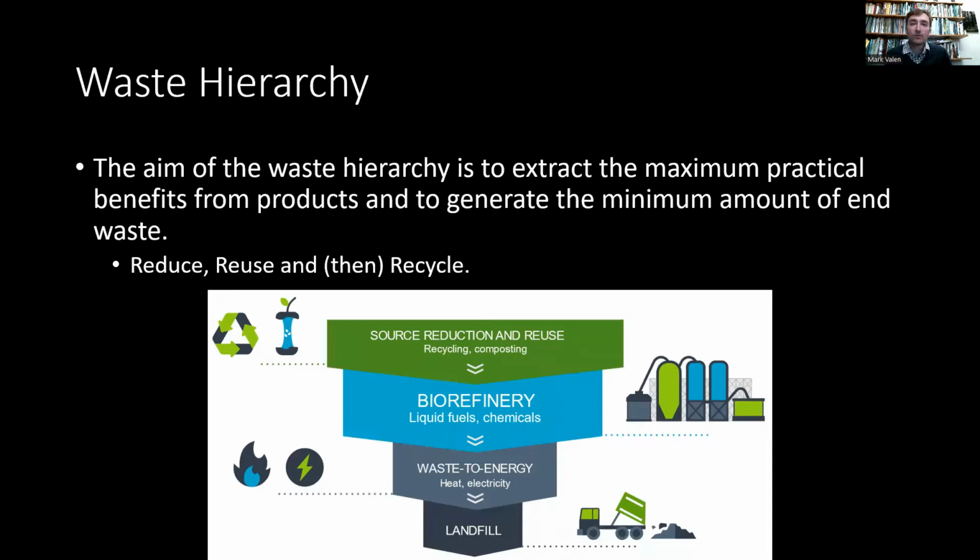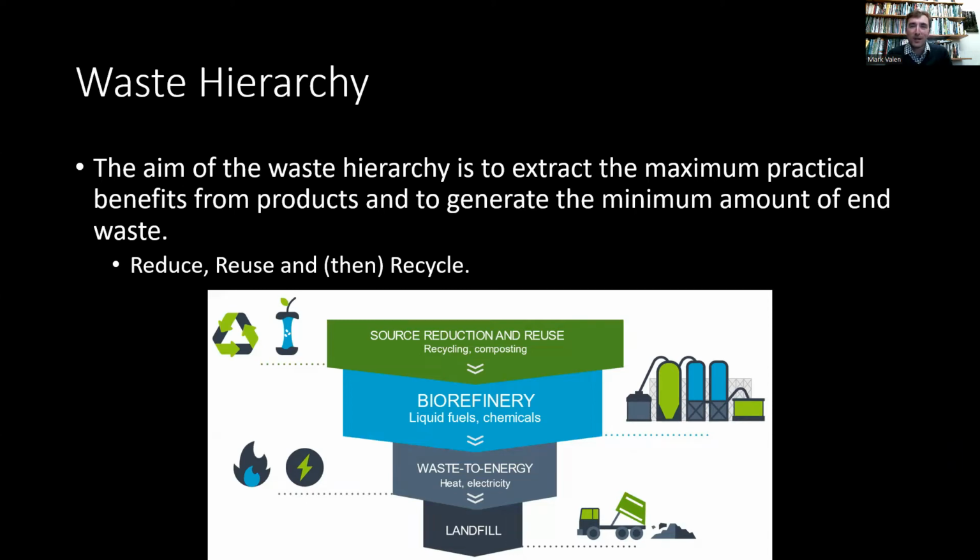This brings us to recycling, as I mentioned. But are there better alternatives than recycling? Well, yes, there are. And we can put those alternatives in order of their priority. And that creates what we call a waste hierarchy. So the aim of the waste hierarchy is to extract the maximum practical benefits from products and to generate the minimum amount of end waste.